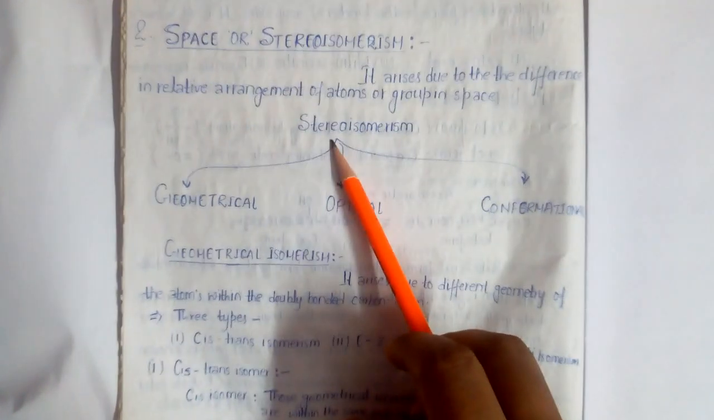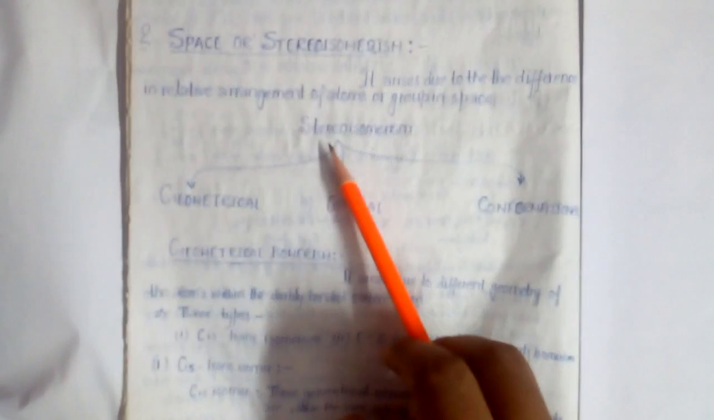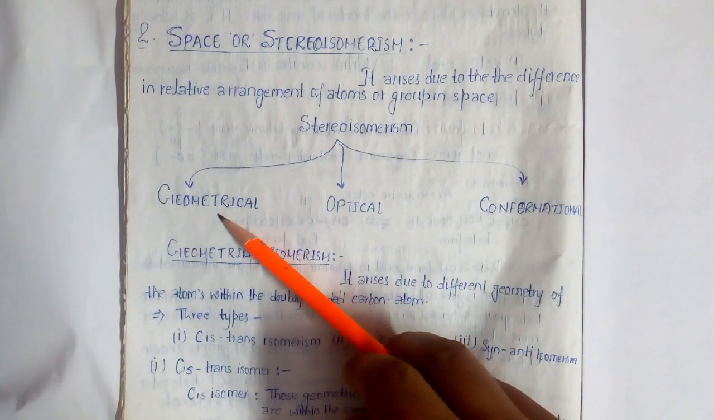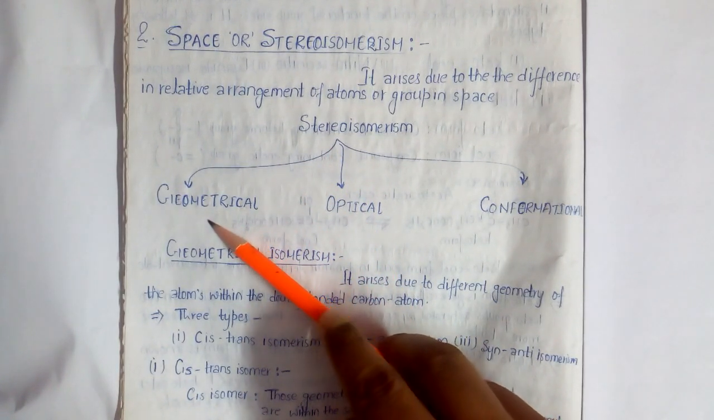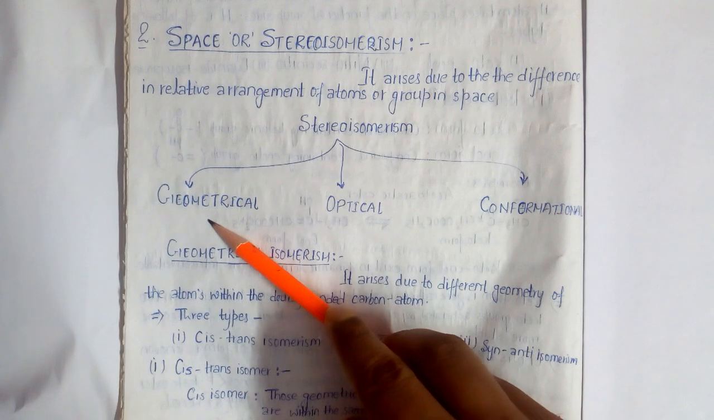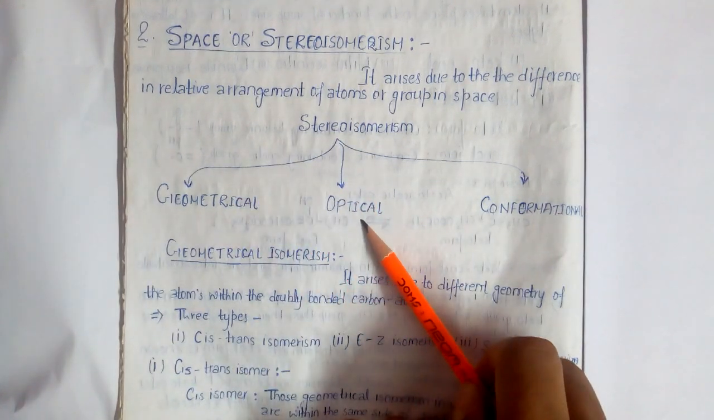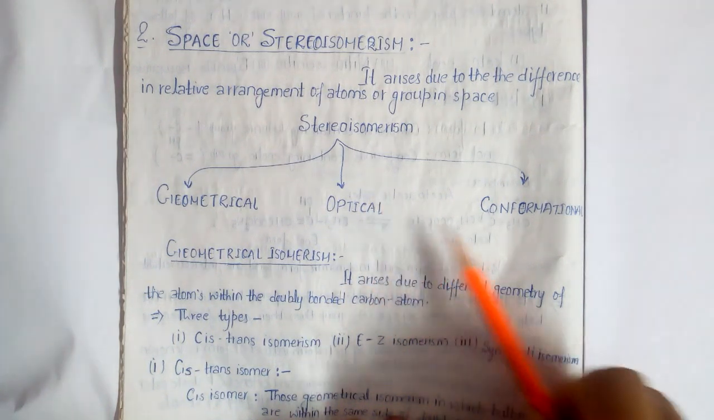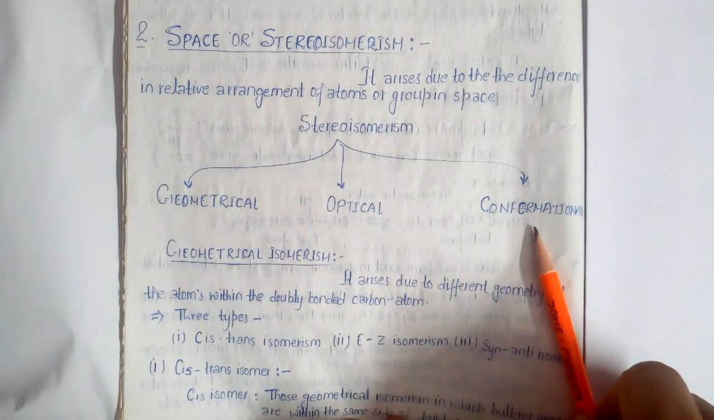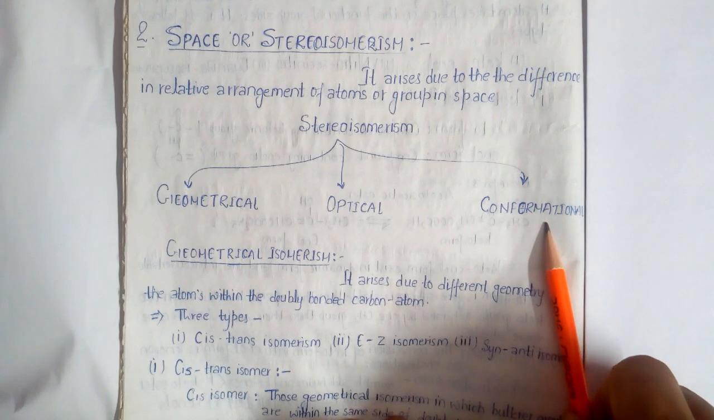It can be further classified into three types. First is geometrical isomerism. This is part of both 11th and 12th syllabus. Second one is optical isomers. This is mainly for class 12th. And third one is conformational isomers, and this is also part of class 11, like conformation of alkane, cyclohexane, etc.